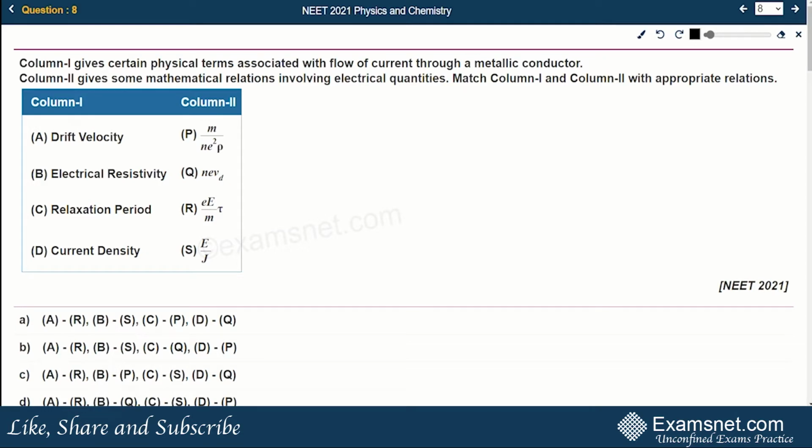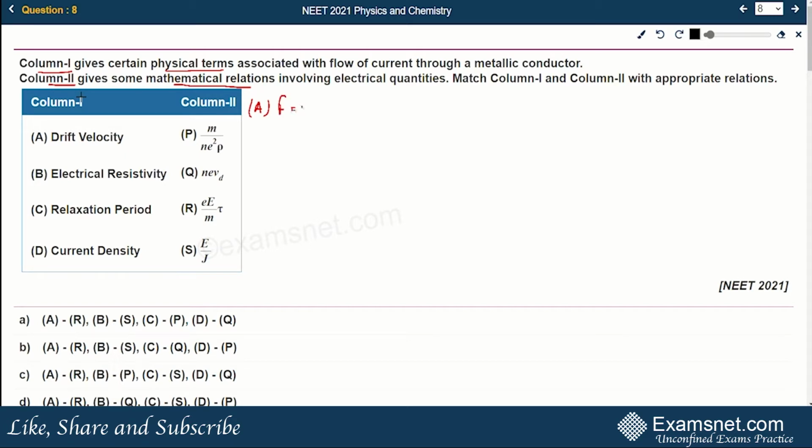Let's come to question number 8. It is from the chapter Current Electricity, and the question is, column 1 gives certain physical terms associated with the flow of current through a metallic conductor, and column 2 gives some mathematical relations involving electrical conductivities. Then match column 1 and column 2 with appropriate relations. So the first one is drift velocity. Okay, so let's start with the very basic equation.